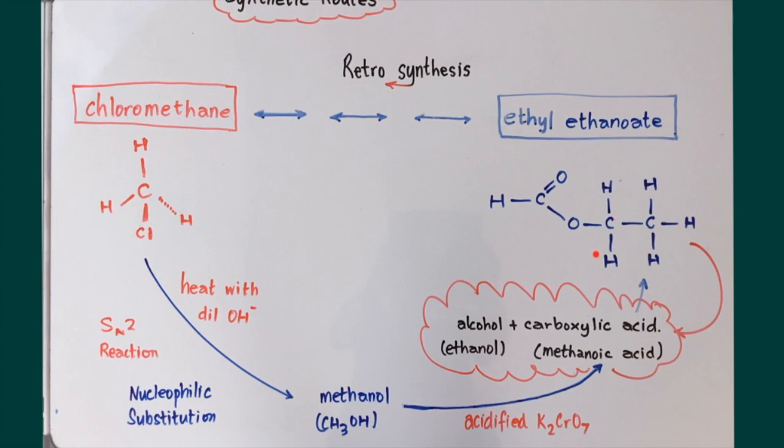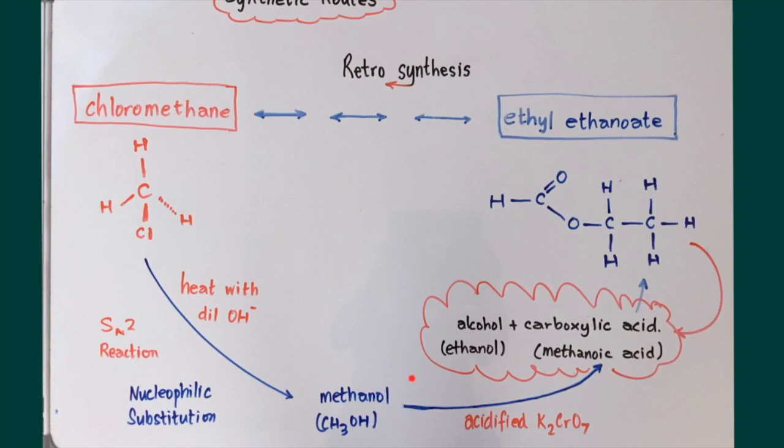So then it is necessary to further reflect and to see if we can connect one of these, at least, to the starting product. And we realize that methanoic acid can come from methanol by oxidation using acidified potassium dichromate. But methanol is still not the starting product.